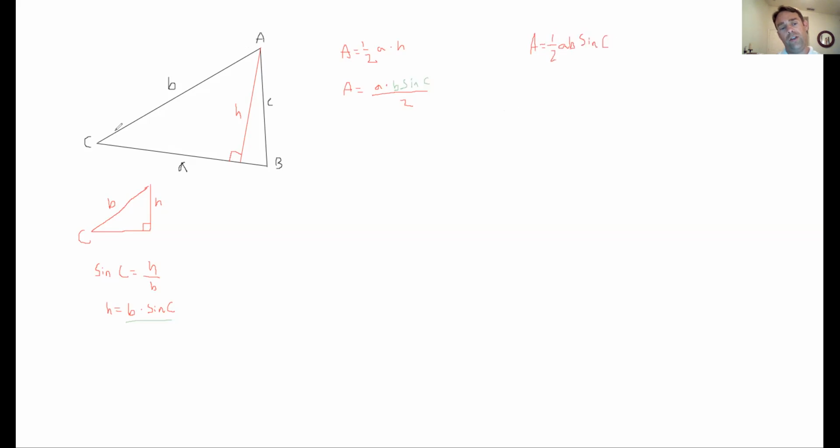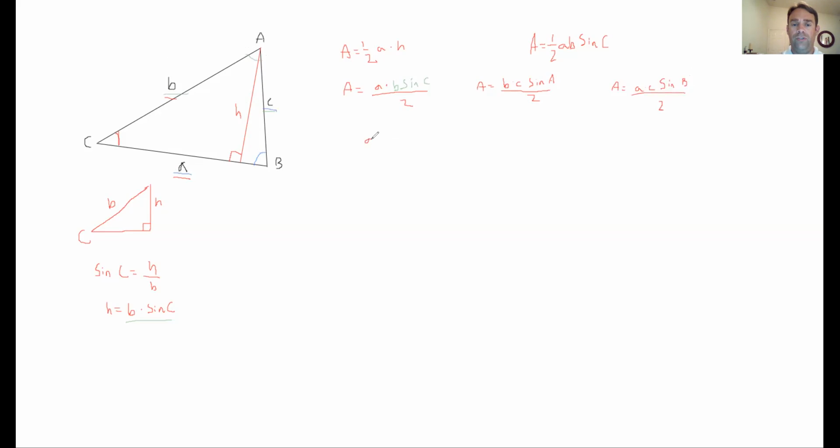But notice that uses this angle right here. The same idea would have worked for the other sides. In other words, B times C sine of A divided by 2 also would have worked. And the area of A times C sine B divided by 2 also would work. Notice, it's always two sides and the angle that's in between. AB sine C, B and C sine A, and A and C sine B: two sides and the angle in between. As long as we know that, we can figure out the area of any triangle.